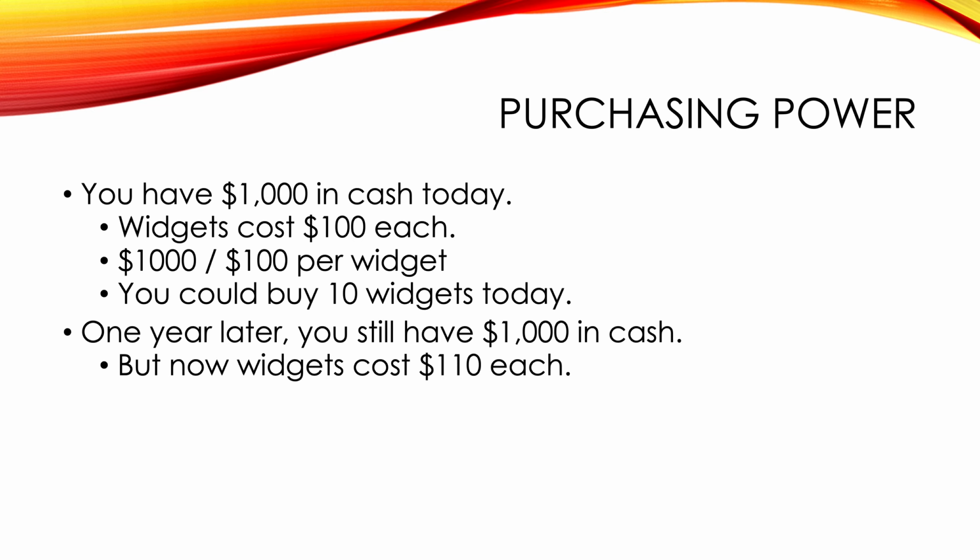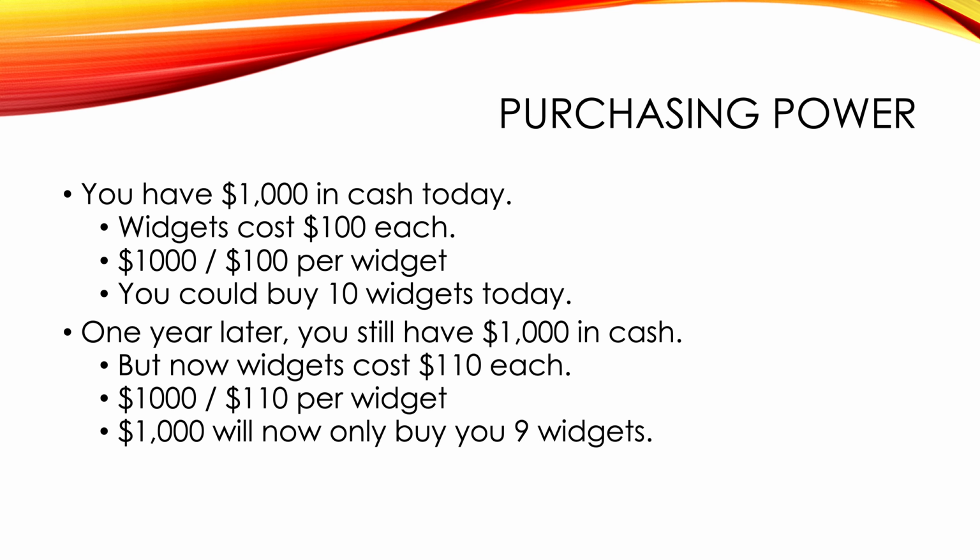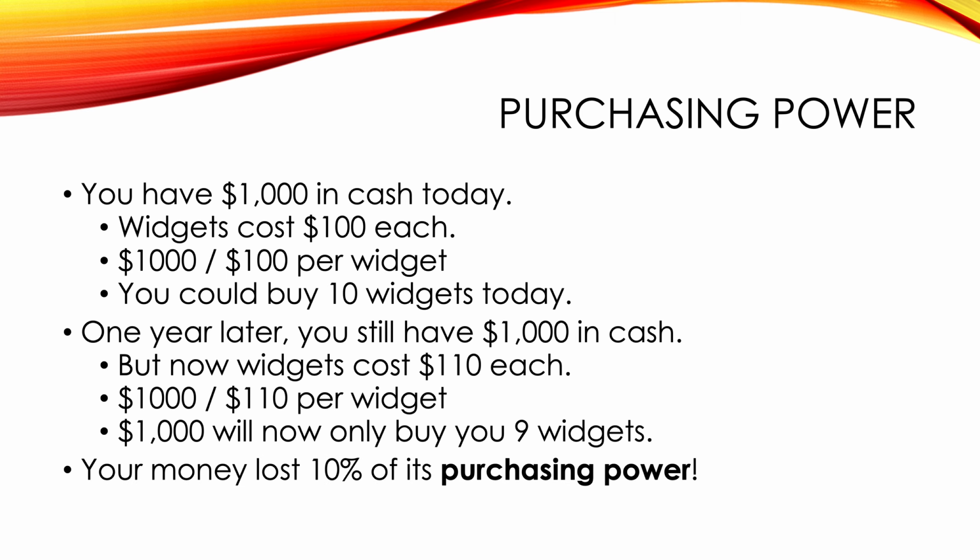So how many widgets could you afford now? To figure that out, we would do it just like before. 1,000 divided by 110. And if you do that math, 1,000 divided by 110, that's going to give you 9.09. So how many widgets could you afford? 9.09, but since we're not dividing widgets into decimals, we're going to say you can only afford 9 widgets. So what that means is you can afford 10% fewer widgets than you could have before. Your money has lost 10% of its value. So that's how inflation gets you.